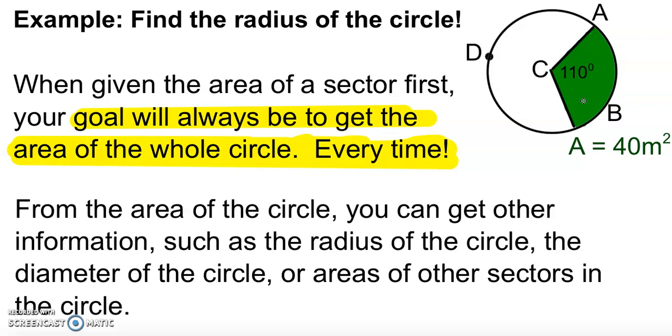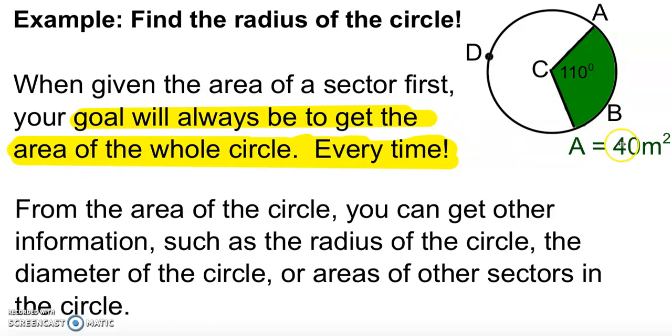If I ask for the radius, I ask for the diameter, I ask for the area of the white sector, okay? Or I ask for the area of the entire circle. It doesn't matter. You have to get the area of the circle in order to figure out any other part of a problem that involves an area of a sector, okay? So this is really important. That's why I highlighted this, okay?